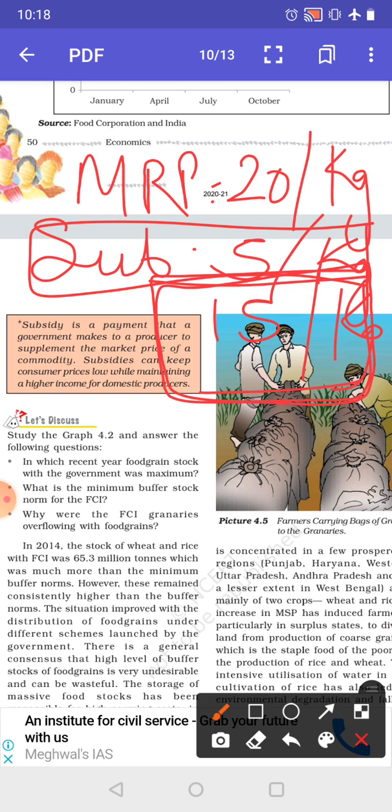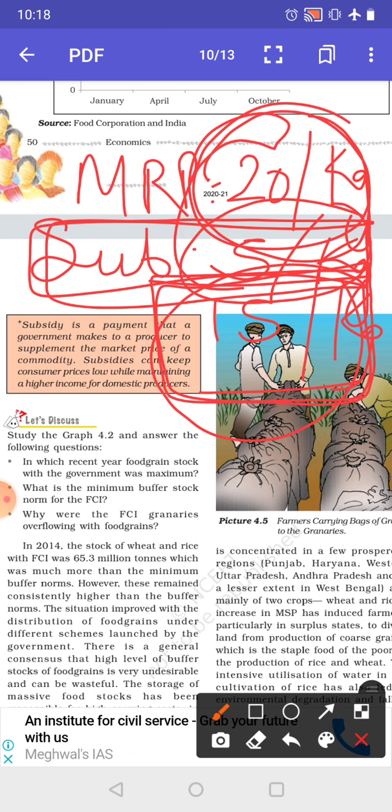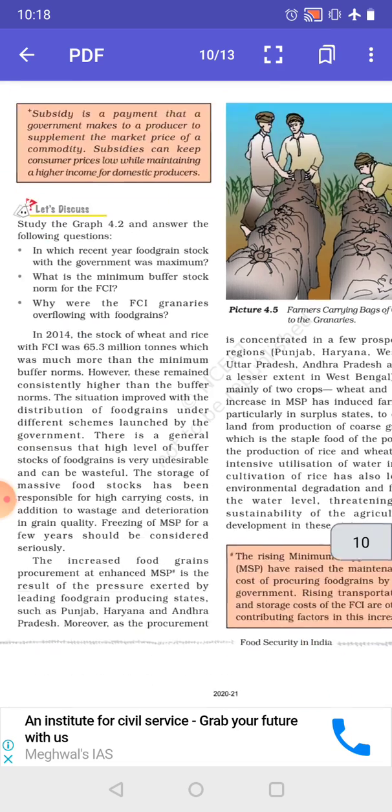So the subsidies help to keep the consumer prices low and also maintain a higher income for the domestic producers, because there will be no loss to the domestic producers either. They wanted to sell it for rupees 20, but the government is providing a 5 rupees subsidy, so they will get their 20 rupees and we will get the particular commodity at 15 rupees only. So this is the meaning of subsidy.